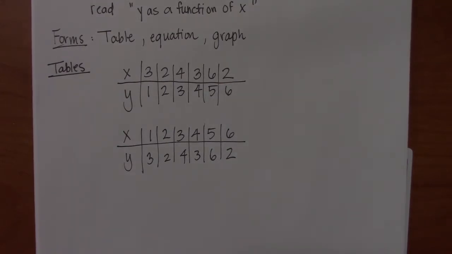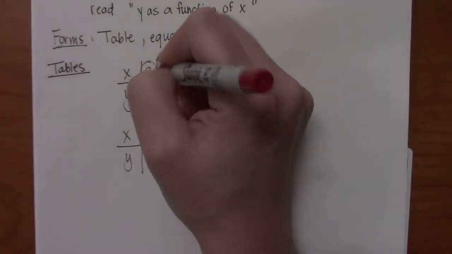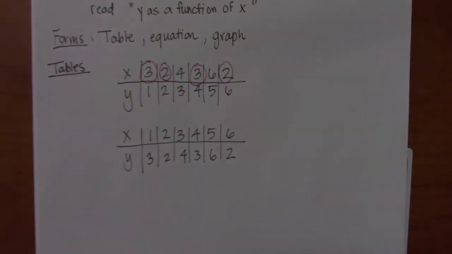well, we see that we have 3 and 3. We also have 2 and 2. So what this is saying is 3 maps to 1, 3 maps to 4, right? And that violates the definition of a function. You can't have a value giving you 2 responses, okay?